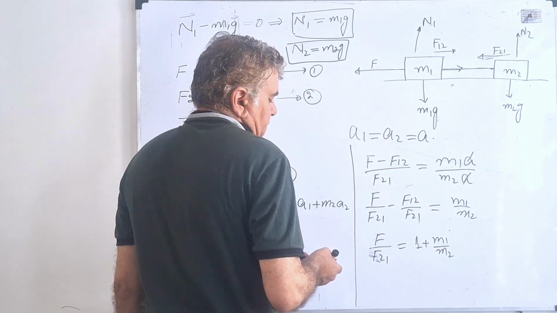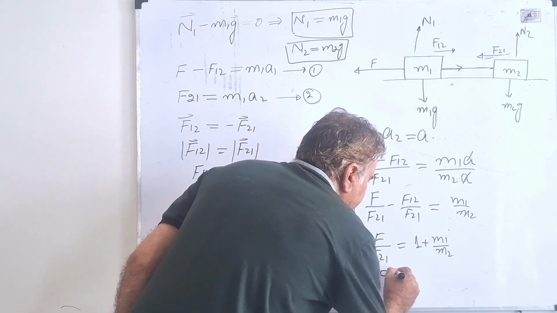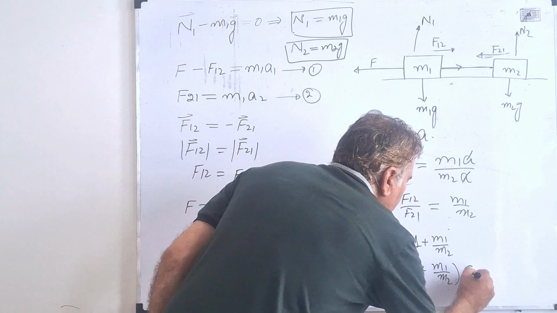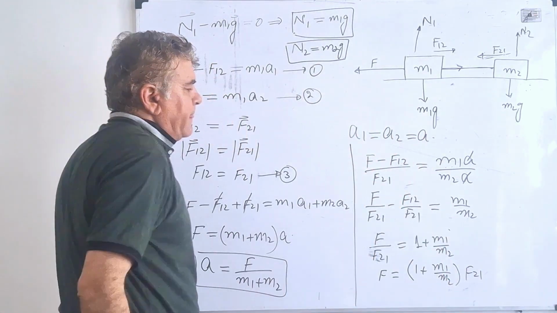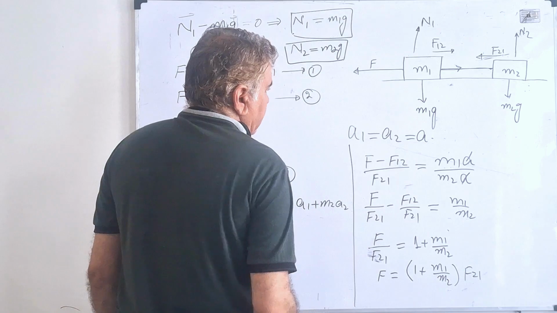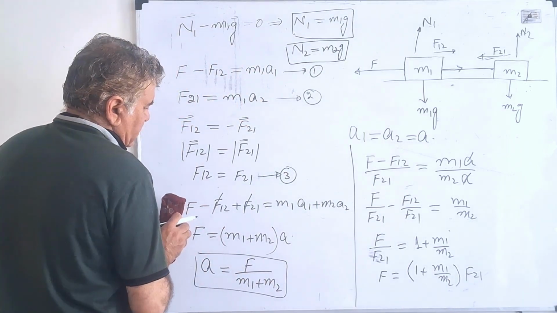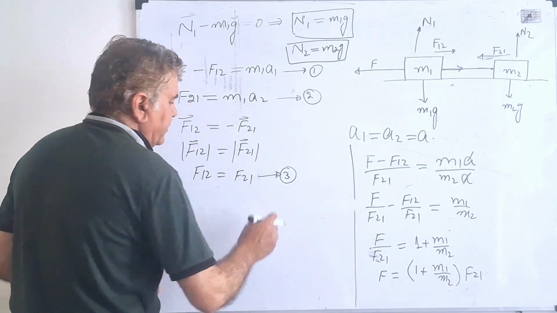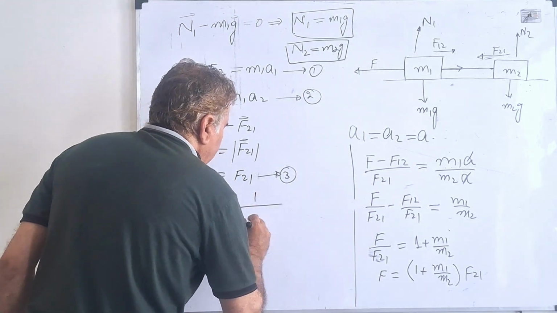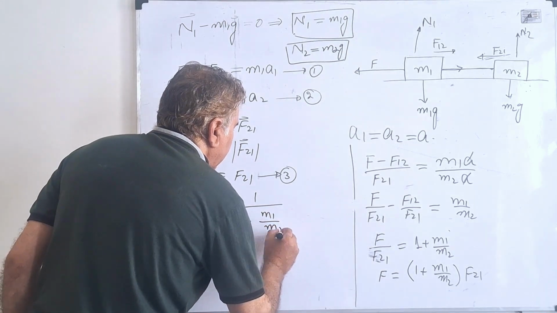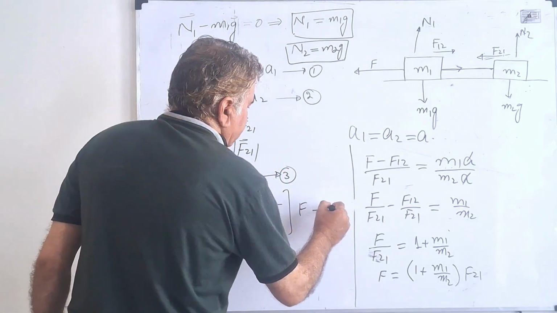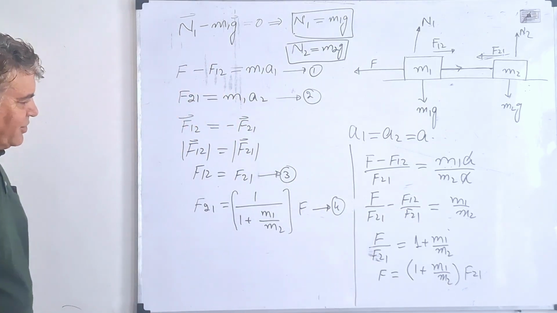And I can write this as F equals (1 plus M1 divided by M2) into F21. Okay, now I want to write this equation in another way, and I do that by writing it over here. I would like to write the equation into this form: F21 equals 1 divided by (1 plus M1 divided by M2) into F. Let me call this equation 4. Right. This equation is very rich.